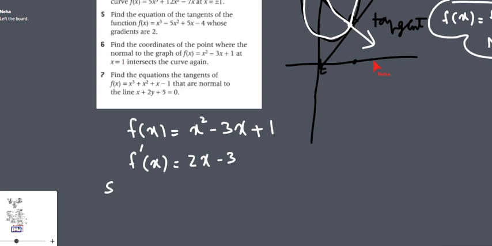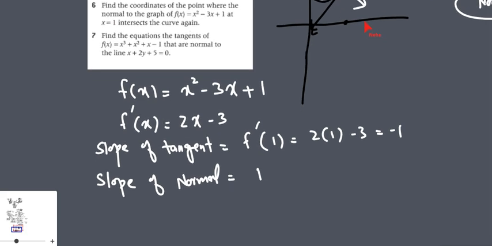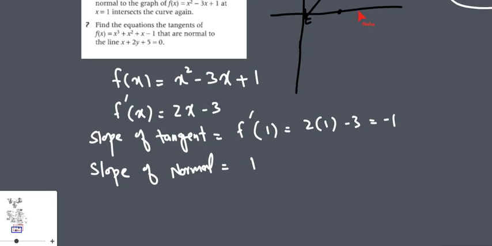Then to find the slope of the tangent, I will calculate f prime of x at 1. I will replace x with 1, so it is 2 times 1 minus 3, which is negative 1. Then the slope of the normal would be the negative reciprocal of this, which is 1. Is it clear? Okay, got it.